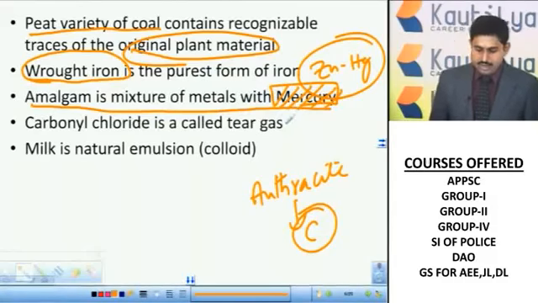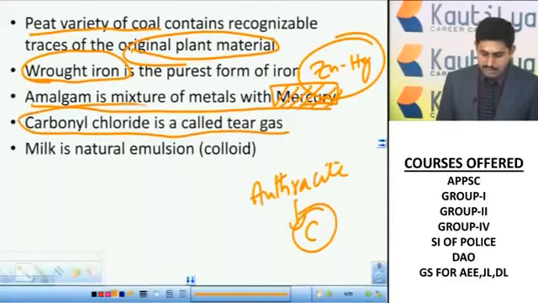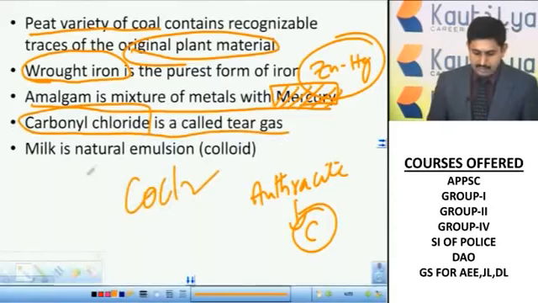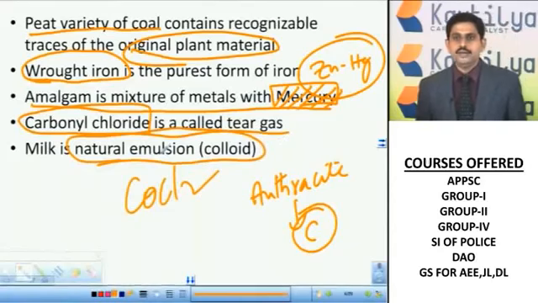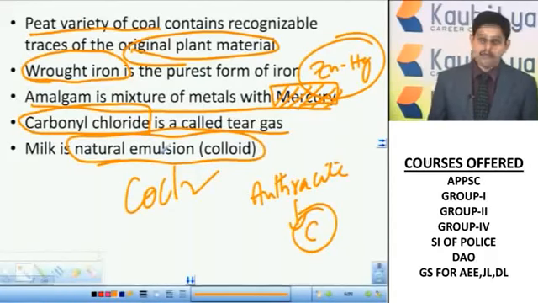The chemical name of tear gas is carbonyl chloride, that is COCl2. Milk is an emulsion, so milk is one example of a colloidal solution. Ink, milk and blood are called colloidal solutions.